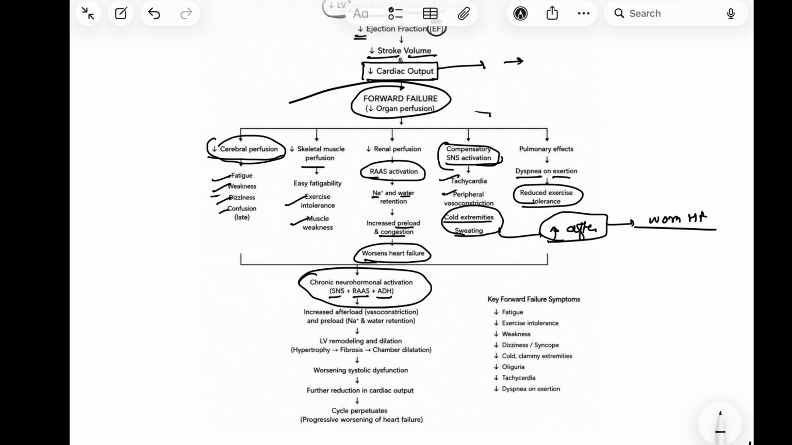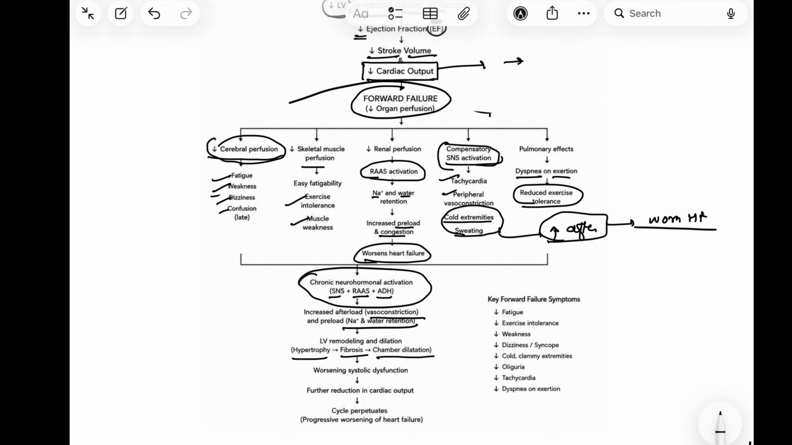And what is the mechanism behind it? There is sodium and water retention, there is vasoconstriction from the sympathetic nervous system, and due to all this, there is remodeling of the heart, right? And this remodeling is by hypertrophy, followed by fibrosis, and followed by chamber dilatation, right? So this remodeling will also decrease the systolic function. So there is a constant cycle in which the heart fails and there is a continuous systolic dysfunction that we get, right?